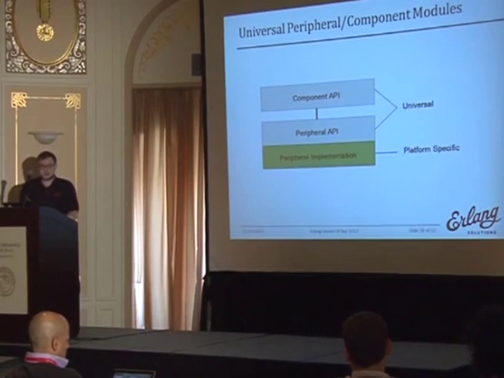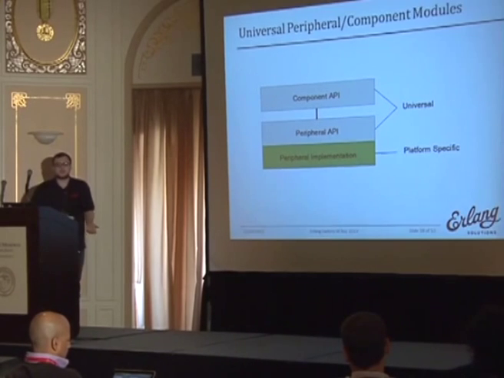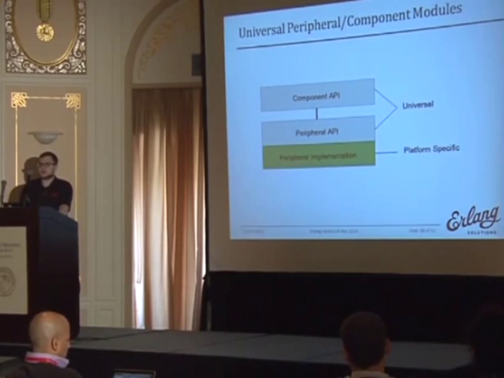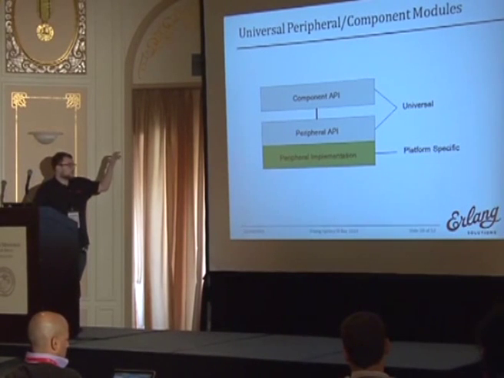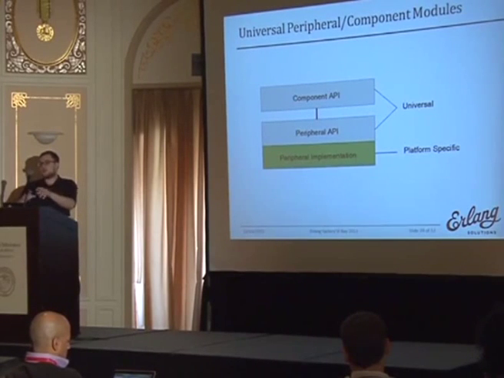Now, the component API and the peripheral API are actually universal. They don't change. I mean, I2C bus is I2C bus, independent of which platform you use. And likewise, your sensor will only have a predefined set of functions on every platform. So by keeping the 2 higher levels universal, we can move applications between different platforms easily.